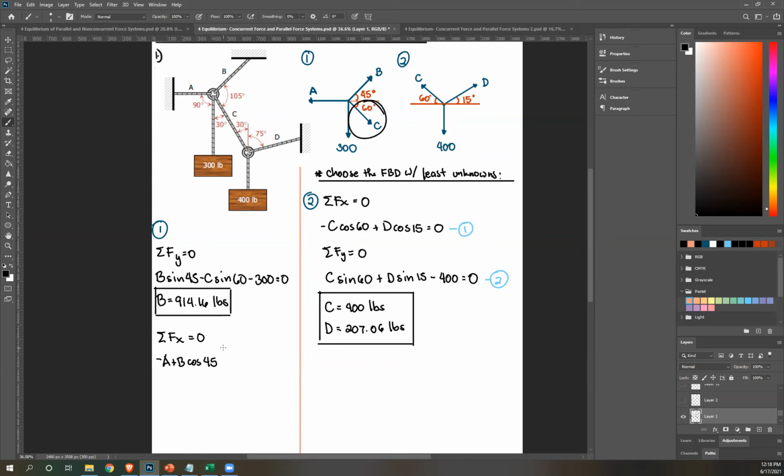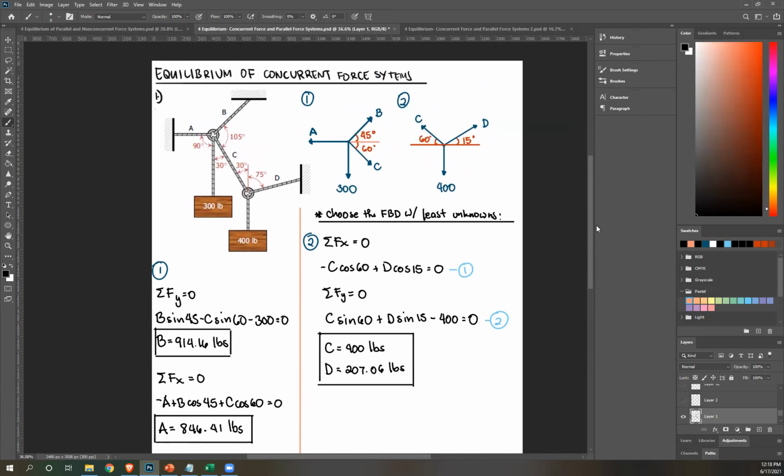And then positive C cosine 60. There's no other horizontal component, so equate that to 0. A, unknown. B, 914. C, 400. I can solve for A. Solving for A, you'll get 846.41. Okay? And that's how you solve for concurrent force systems.